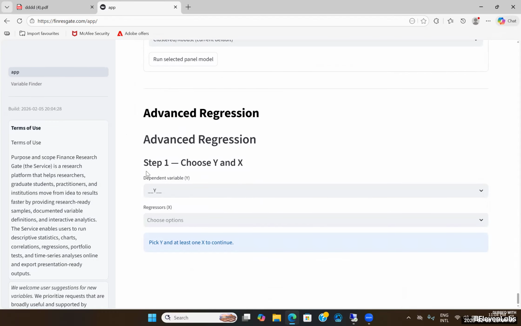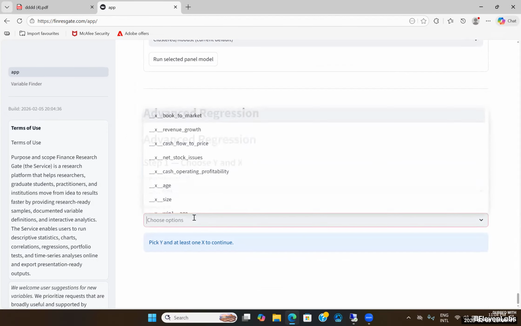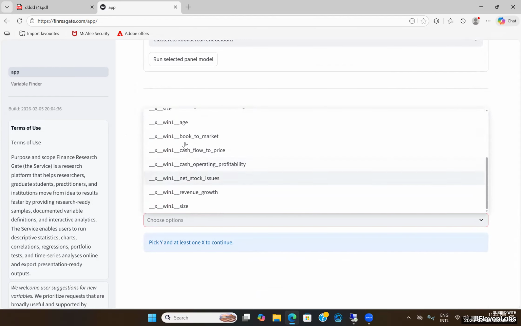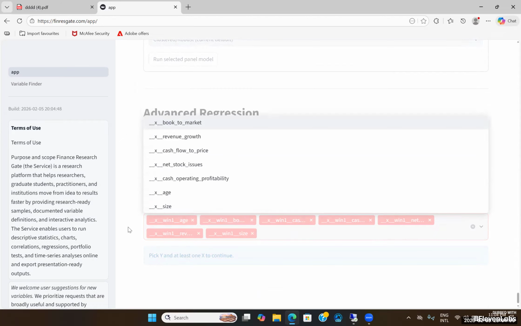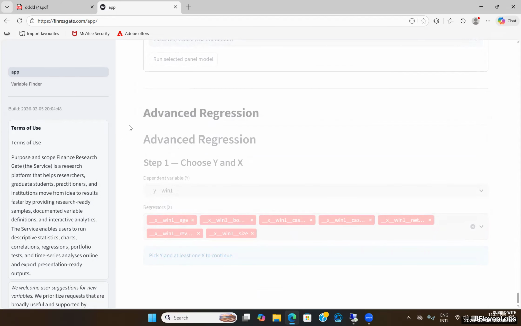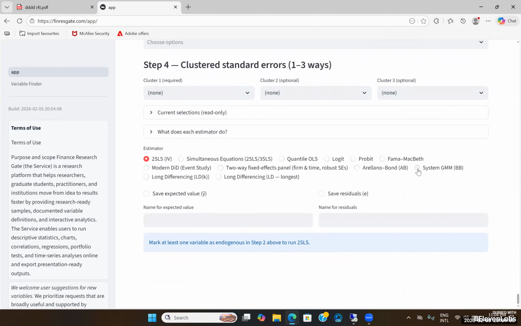Once all of our tasks have been fully completed, we will then be able to select that specific option within the advanced regression settings. Let's make sure to select every single one of the items that we have organized. The appropriate choice here is to select the System GMM. This specific methodology is commonly referred to as the Blundell and Bond approach.